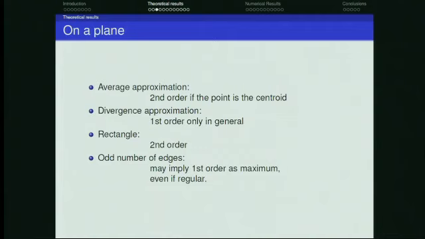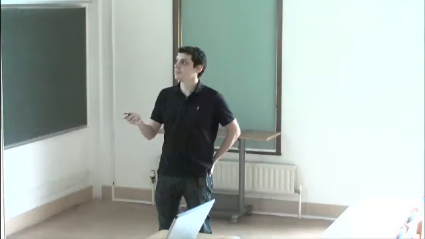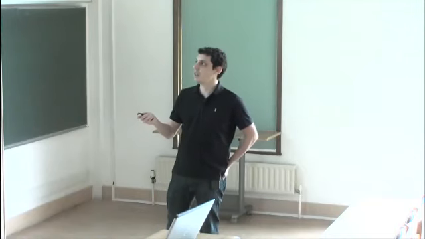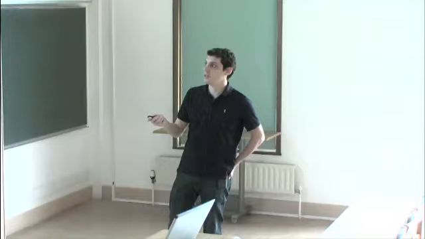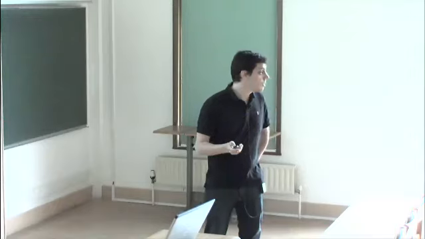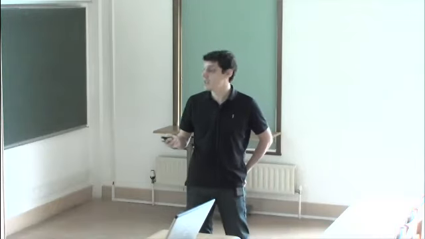Okay, what do we have? For a plane, this is quite easy to do. The average approximation is second order if the point is the centroid. The divergence approximation is first order only, in general. And why is this? We'll take a look at an example. On a rectangle, this would be second order. If we have an odd number of edges, this may imply first order as a maximum, even if regular. So even if you have a regular pentagon or a regular triangle, you might be stuck with first order. And here is an example.